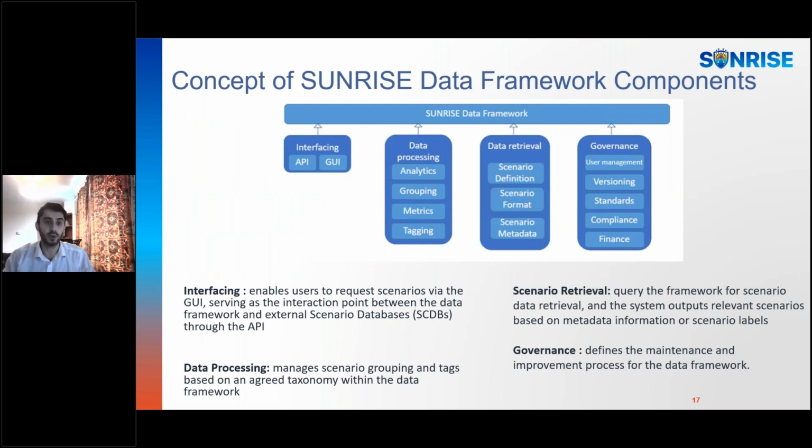The four main components of the data framework are in four categories. First is the interfacing. The requirements for the interfacing are on two sides. First is the GUI, which is how the users can interact with the data framework in a dashboard, in a graphical user interface, and then how they can search and interact with the external scenario database. The other side is the API, and here there are more requirements on how the API should be, the security of the API, the endpoints, and so on.